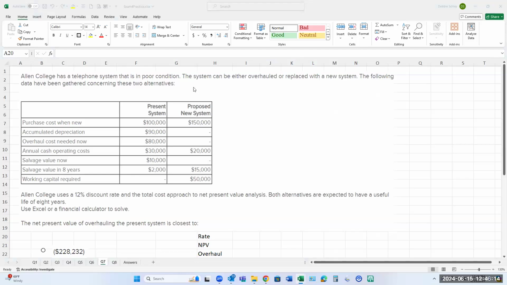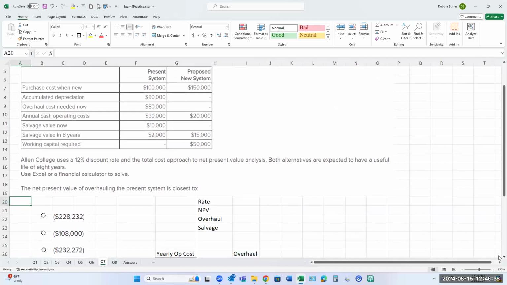Question 7. Allen College has a telephone system that is in poor condition. The system can either be overhauled or replaced with a new system. The following data have been gathered concerning these two alternatives. So we've got the present system information and we've got the proposed system information. Let's see what is relevant. Allen College uses a 12% discount rate and a total cost approach to the net present value analysis. Both alternatives are expected to have a useful life of 8 years. Use Excel or financial calculator to solve the net present value of overhauling the present system.